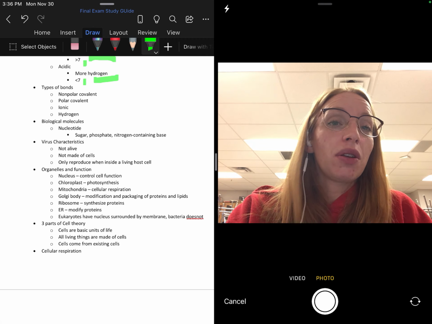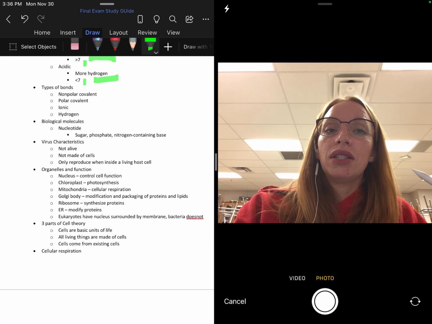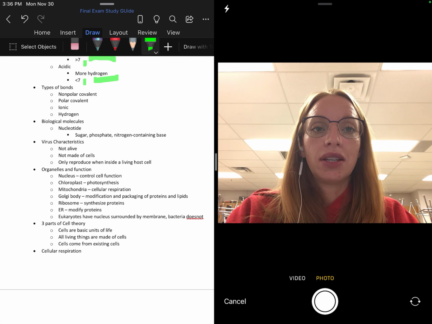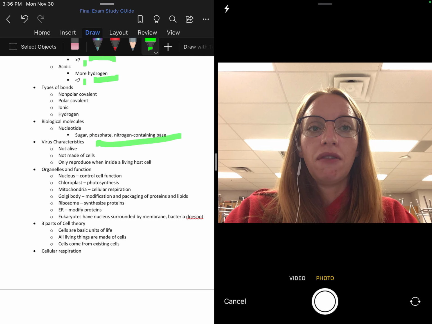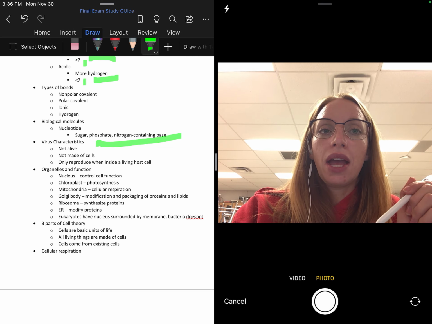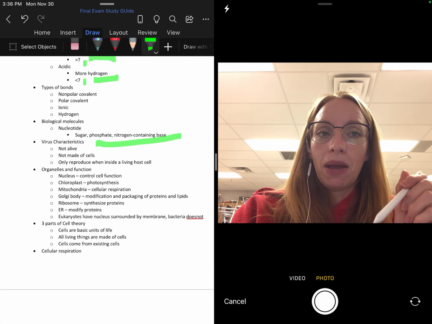Biological molecules: the only molecule that he really had on the test was a question about a nucleotide, which was, I think, on one of your most recent tests. A nucleotide is made of a sugar, a phosphate group, and a nitrogen-containing base, or a nitrogen base.